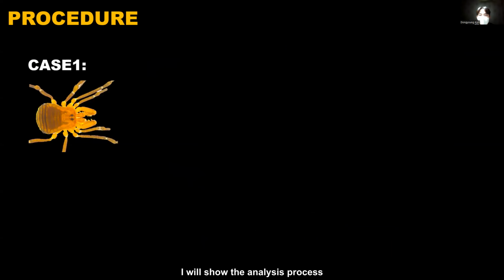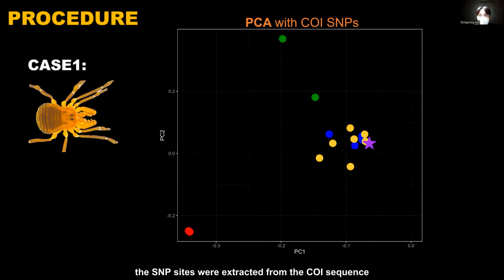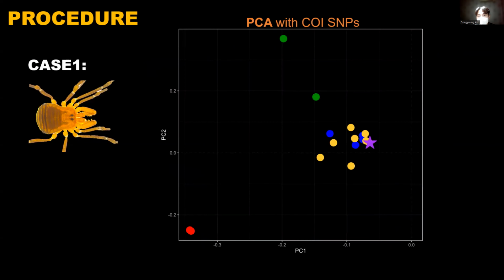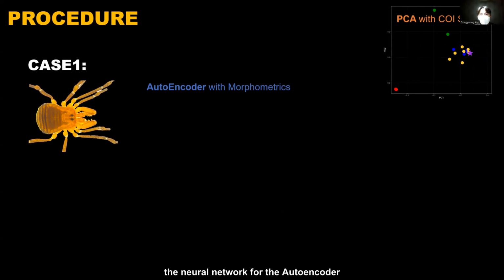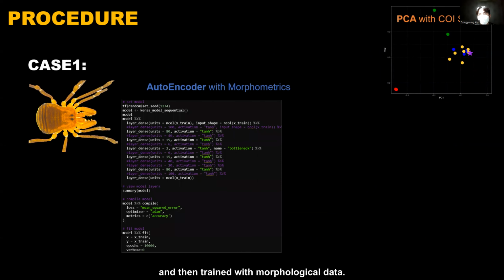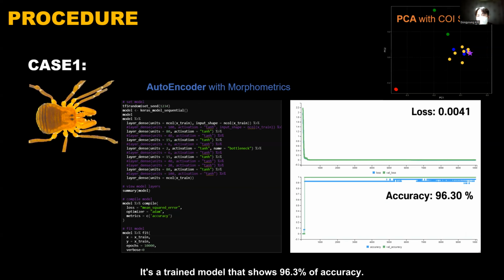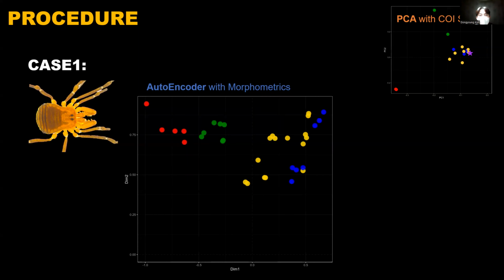Firstly, I will show the analysis process of the cave-dwelling harvestman. First of all, the SNP site was extracted from the CO1 sequence and PCA analysis was performed. Our sample data was marked with the purple stars here. Next, I constructed the neural network for the autoencoder and then trained it with morphological data. Using keras in the R environment, I could get and evaluate the model. It's a trained model that shows 96.3% accuracy. And within this model, I was able to get this dimensionally reduced coordinate from a bottleneck layer.